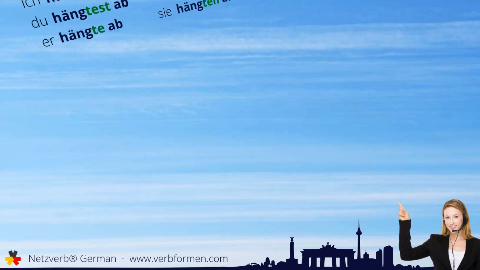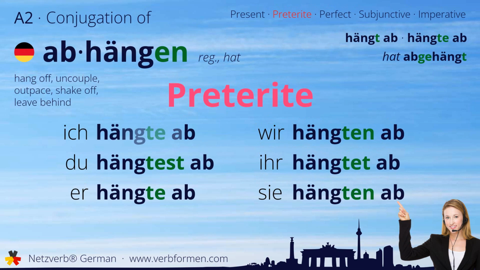Next up is the preterite. Ich hängte ab. Du hängtest ab. Hängte ab. Wir hängten ab. Ihr hängtet ab. Sie hängten ab.